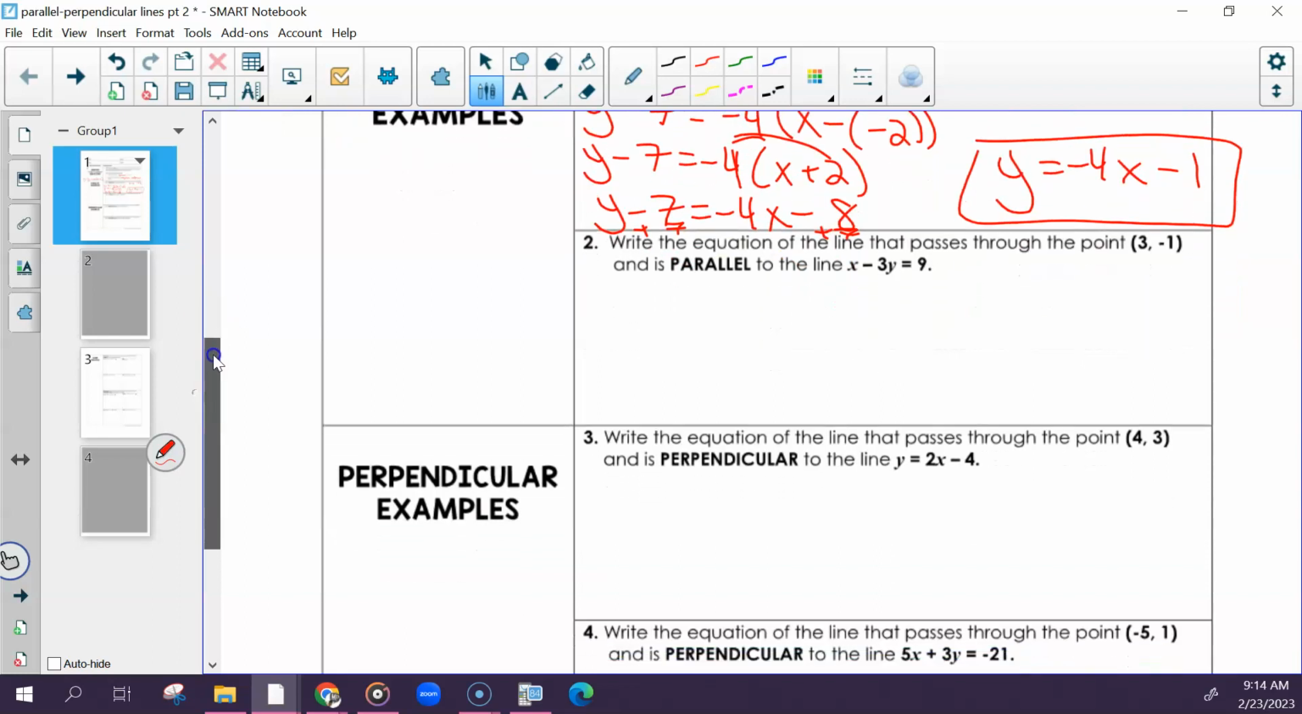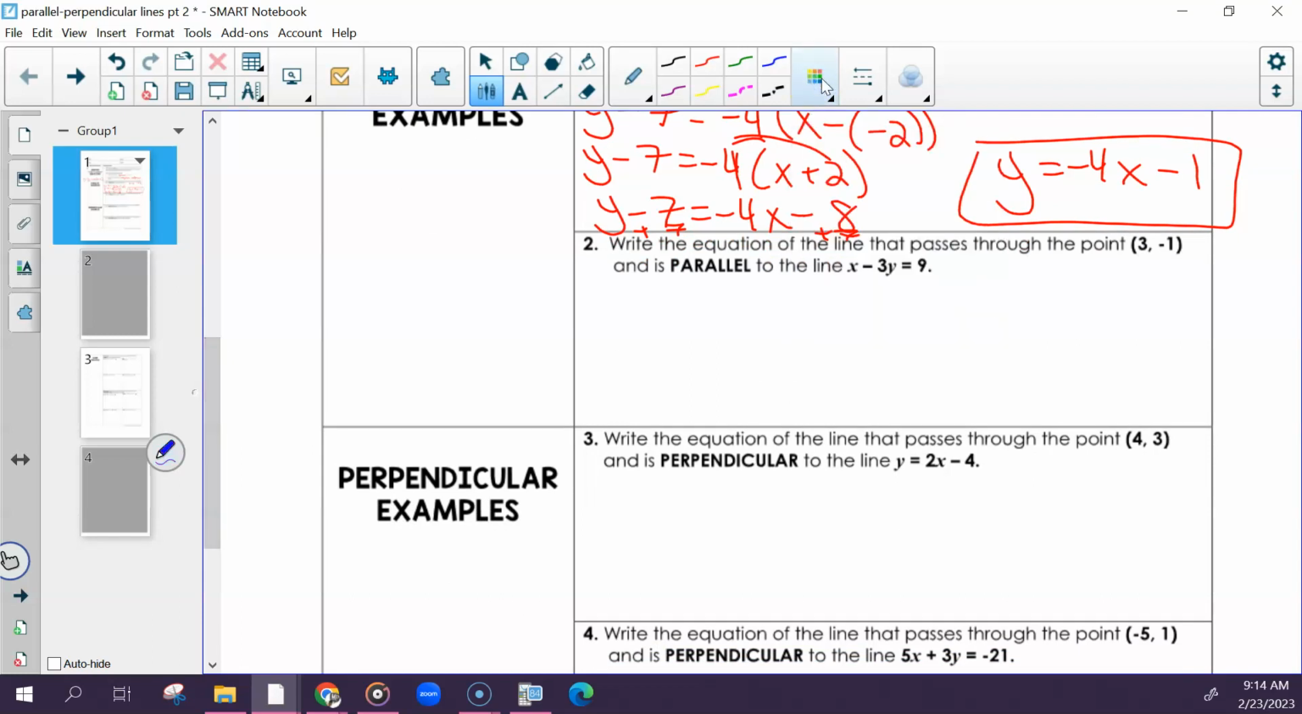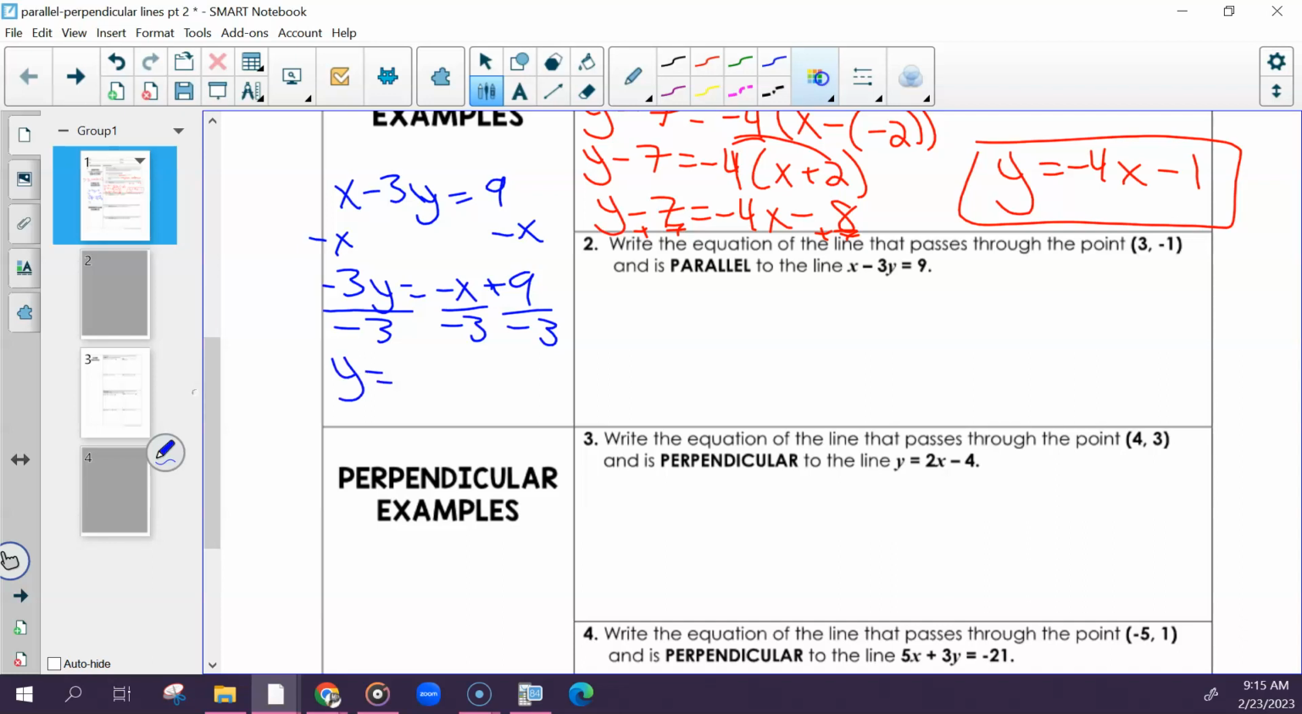Let's try this next one. Same thing, but now the line is not in slope-intercept form. We have to get it in slope-intercept form before we can do anything else. I'm going to do that off to the side so I have more space. So subtract your x from both sides. Divide everything by negative. What would that new equation become?